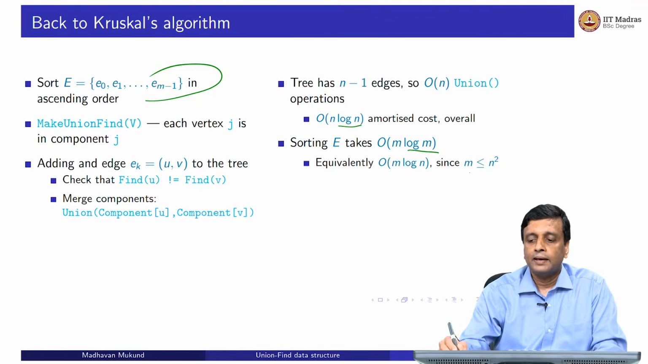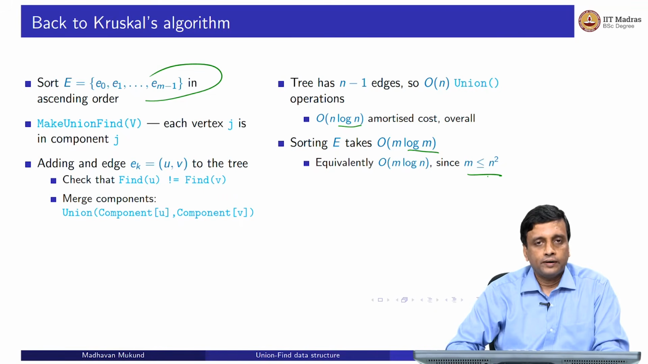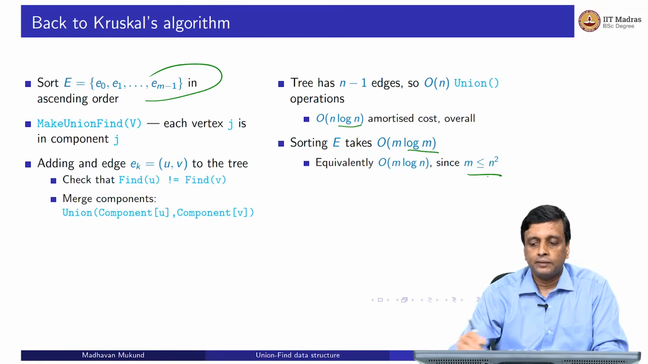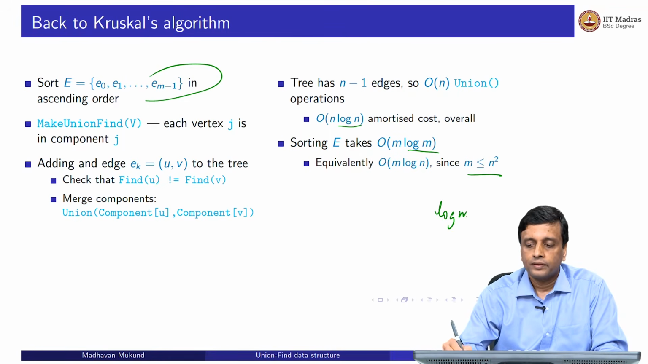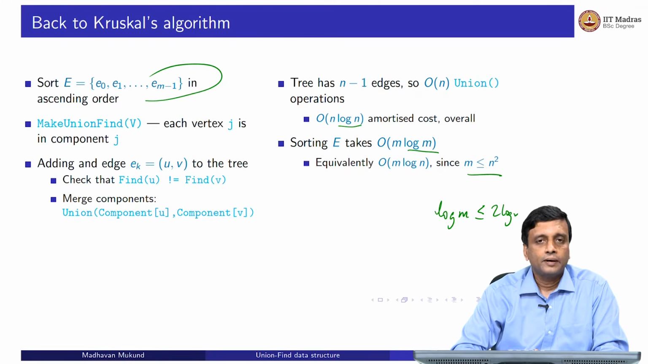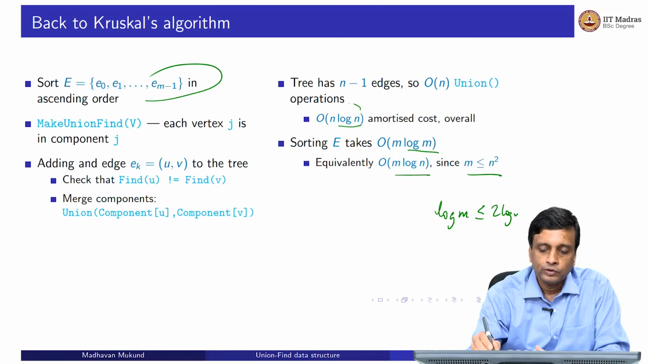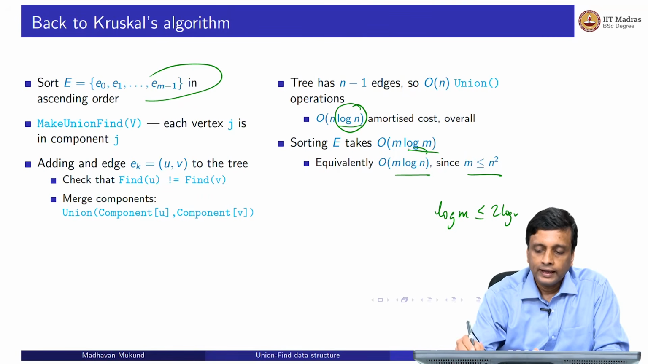But notice that m is at most n squared, right. So if I take logs on both sides, I will say log m is less than or equal to 2 log n. So this is how logs work. So log m is actually big O of log n, it is some constant times log n. So I can say that m log m is the same as m log n. So now I have the same thing on both sides, now I am in good shape. I have n log n and I have m log n.